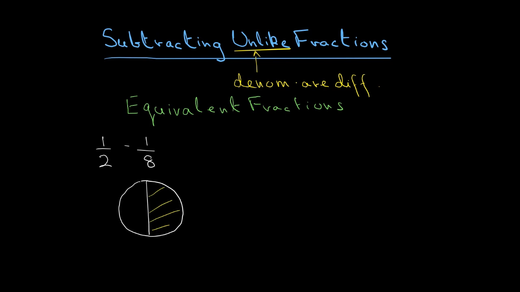So let's start to break my half into 4 equal pieces. So let's say this is 1, 2, 3, 4. So I broke up my half into 4 equal pieces. Now I'm going to break up the other half, which I don't have, into 4 equal pieces. So now these are 8 pieces in all, and I have 4 of those. So that means this is equal to 4/8 minus 1/8, and now we are in business. That's just equal to 3/8.